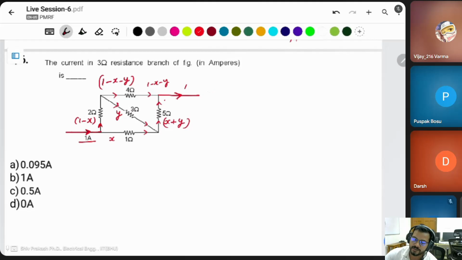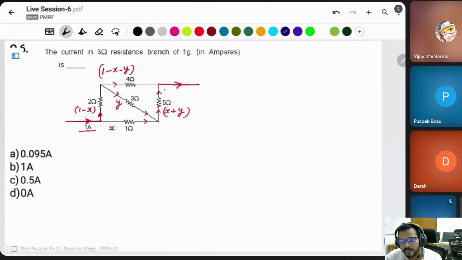A single method. There is no need to find the short circuit and open circuit. First find the resistor, then find the VTH by giving the open circuit voltage. Then you will take the long method.